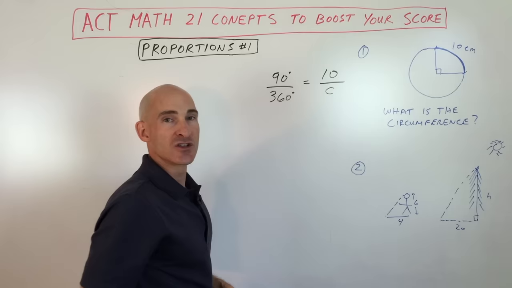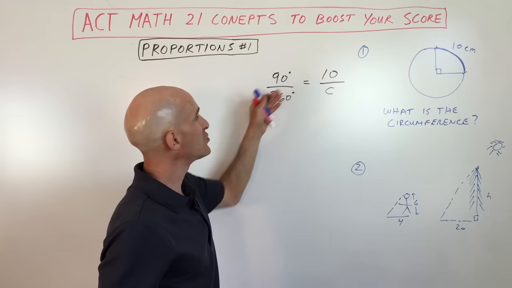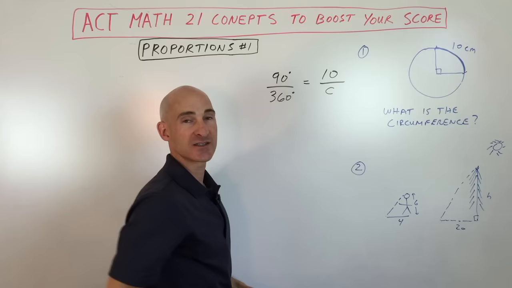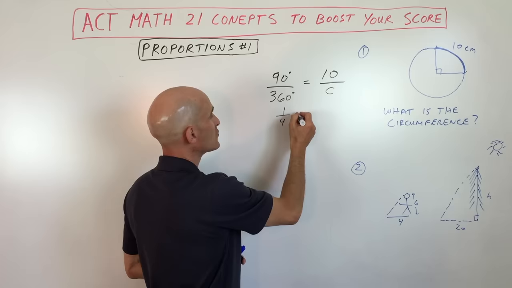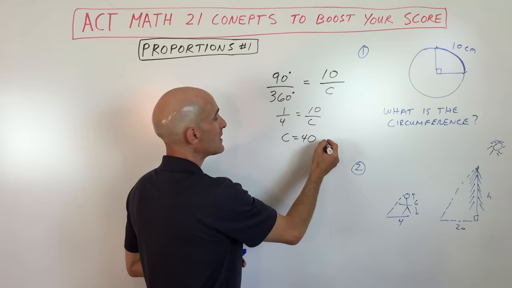So again, all we're doing is the part to the whole equals the part to the whole. These two ratios are equal to each other. Together they form a proportion. And you can cross multiply across the equal signs. That's what most students usually do. You can reduce this first if you want. I think I'll do that. So that's 1 over 4 equals 10 over C. And if I cross multiply, I get C equals 40. And that's just going to be centimeters. So that's number one.